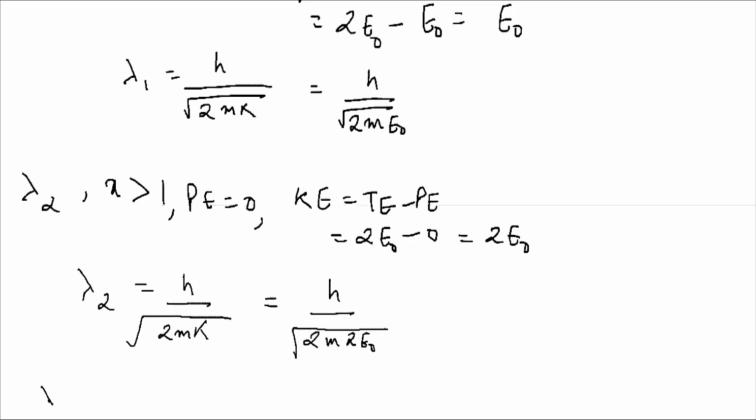So we have lambda 1 and we also have lambda 2. We can find lambda 1 divided by lambda 2, which is h upon root 2mE naught divided by h upon root 4mE naught. From here we'll get the answer as root 2.